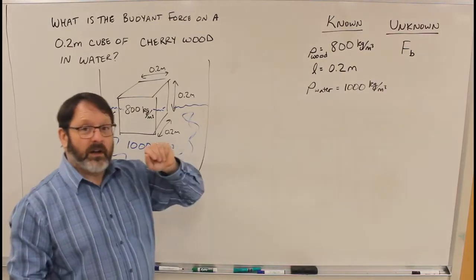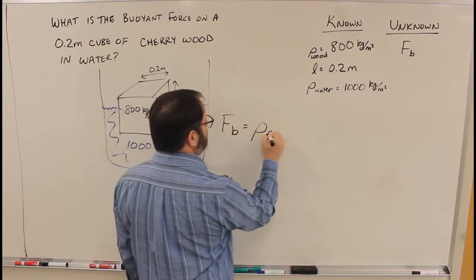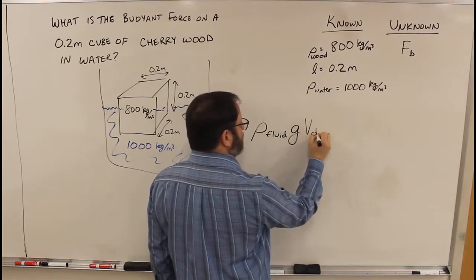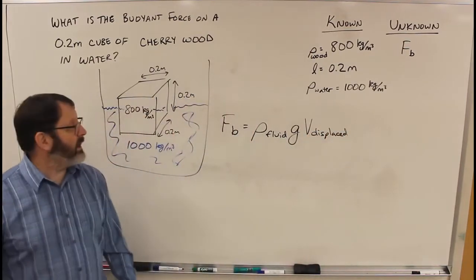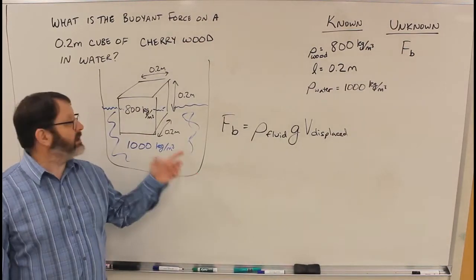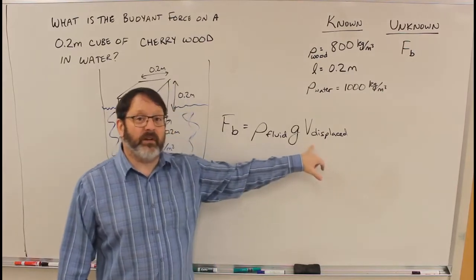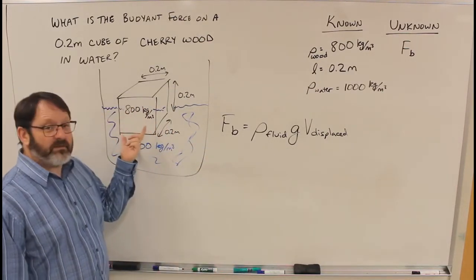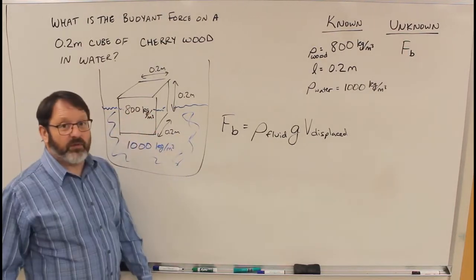We're looking for the buoyant force. So buoyant force is rho of the fluid times g times the volume displaced. Okay, when we looked at an aluminum cube in water, it was really easy to figure out what the displaced volume was. This time it's not so obvious because the displaced volume is how much water had to be pushed out of the way for this block of wood.